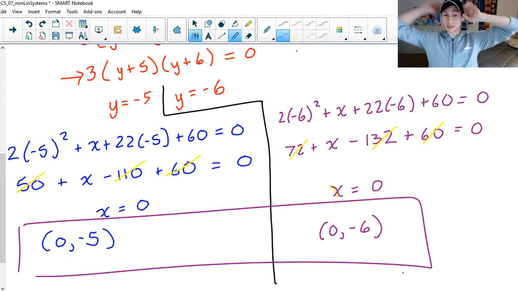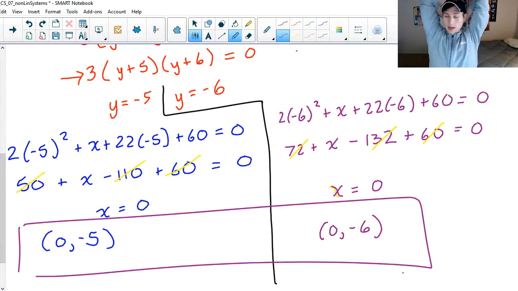Okay, don't always expect that you'll get the same value. For this problem, it just so happened that we got x equals 0 for both of them. But don't expect that. Always plug in each individual y value to see what it ends up looking like.